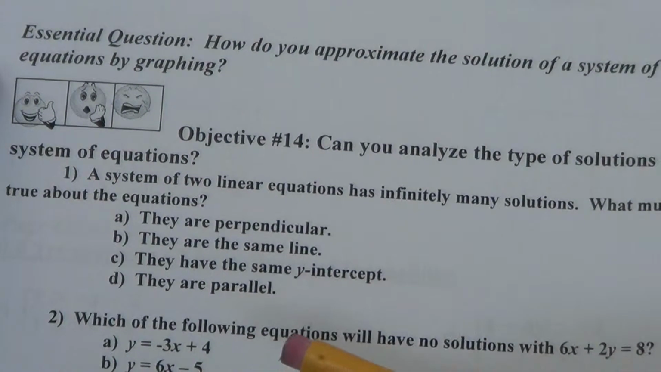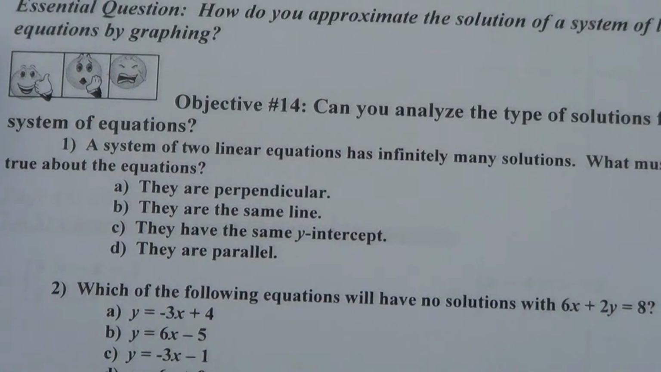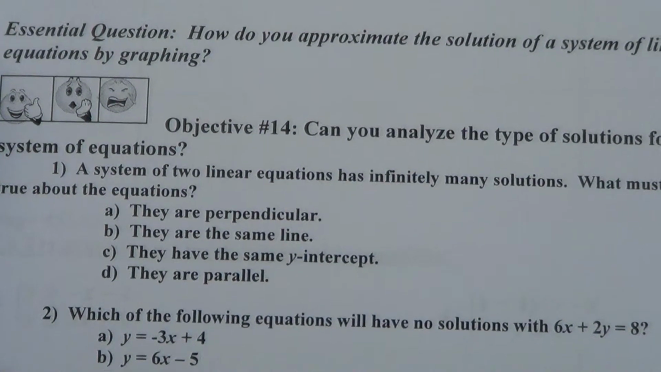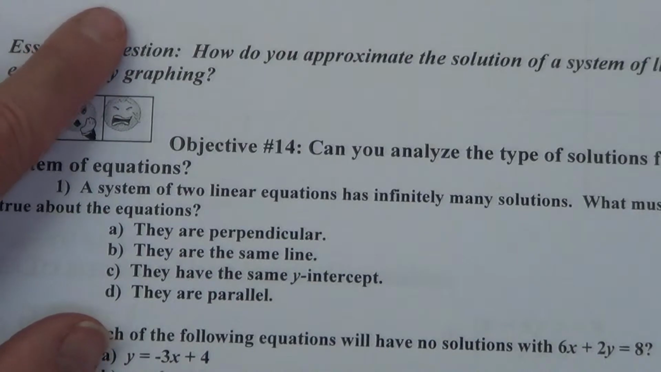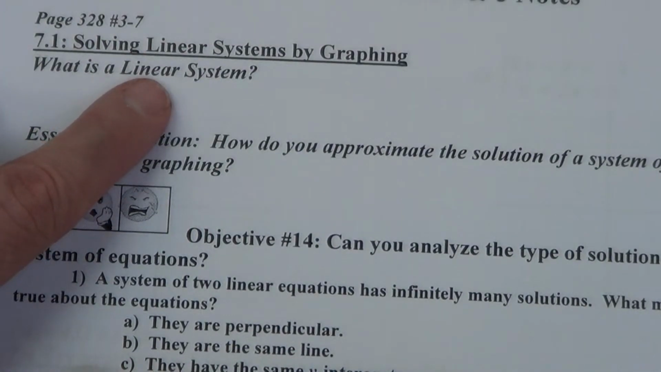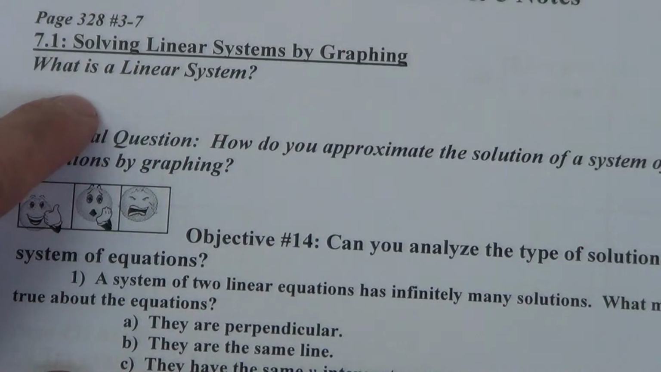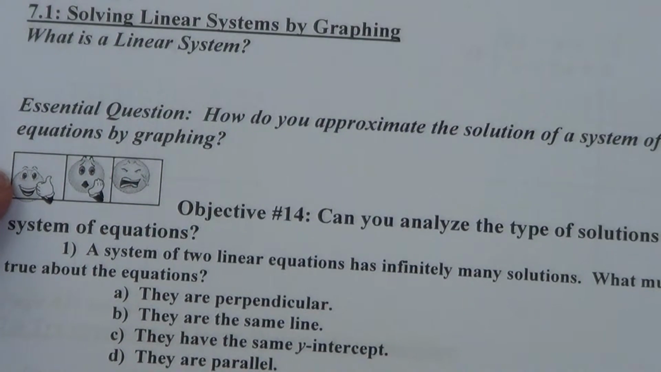It's a linear system. Anytime you have 2 or more lines on one graph, it is called a system. And anytime those lines are straight, that's a linear system. So pause the video and explain that right there in words. 2 or more straight lines on one graph is a linear system. Pause the video and write that.